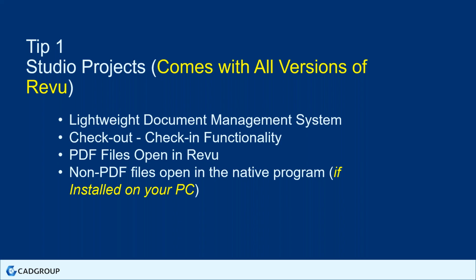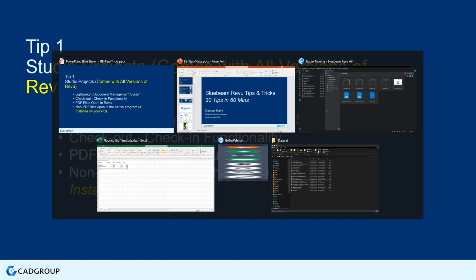If it's a non-PDF file, when you check it out and open it, it opens in the native program. Like it could be Revit, it could be Navisworks, it could be AutoCAD, or for that matter, it could be Excel or whatever it is. Once you have worked on that file, you save it and you can check it back in, and it saves the version history. So let me show you Studio projects.